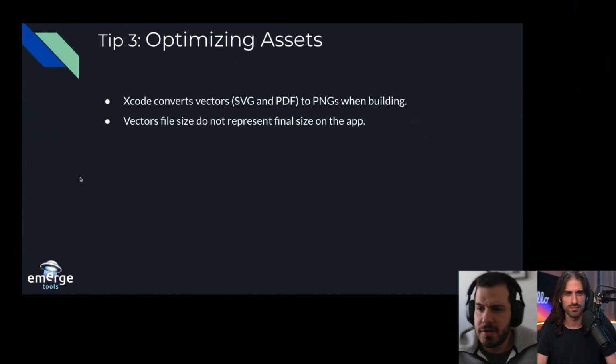One thing that we want to mention in this case is that on iOS, even if you are using vector files like PDF or SVG in Xcode, during the build process, Xcode will convert them to PNG files. So this means that the final size of your app is not really related to the size of these vector files. So you have to accurately assess the impact of these assets on your app. You have to manually build your app and check the final size from the vector to the PNG files.